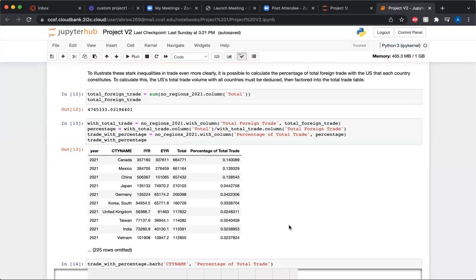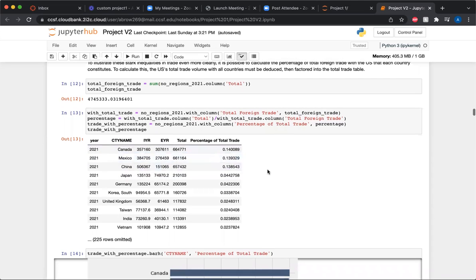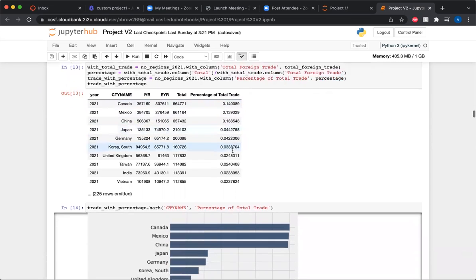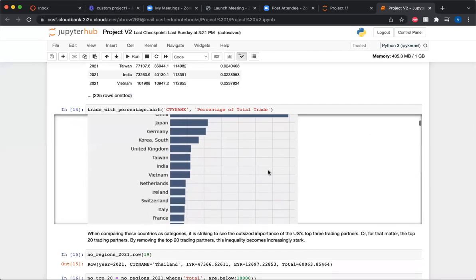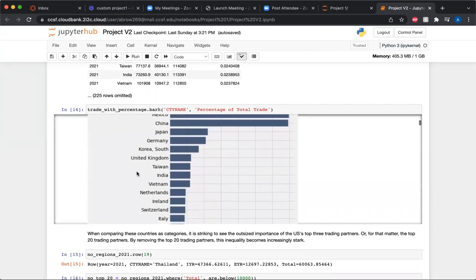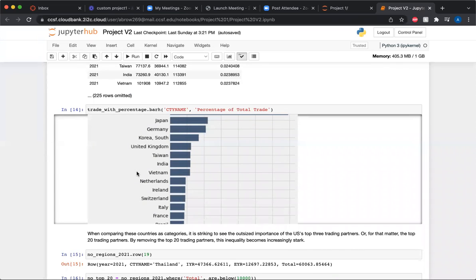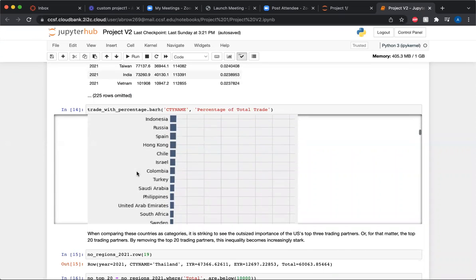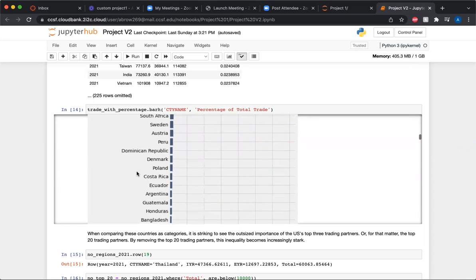I broke that down as a percentage of total trade. Each country's trade is a percentage of the US's total trade volumes per year in 2021. And you can see, Canada, Mexico, and China, they make up about 14%. I should have multiplied this by 100, but about 14% of the US's total trade volume. And the rest is made up by smaller countries. You can see that in this histogram here. So those top 3 really have an outsized importance to the US's total trade, and then it just decreases less and less as you move on.